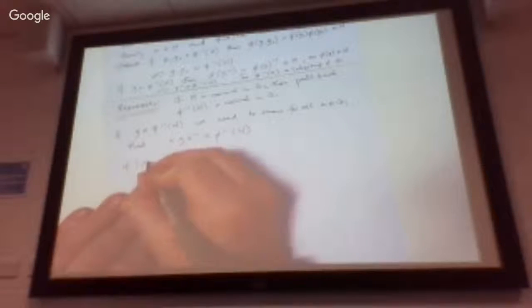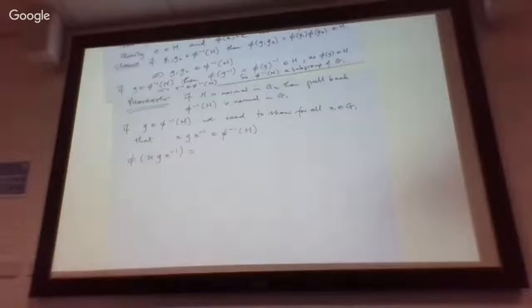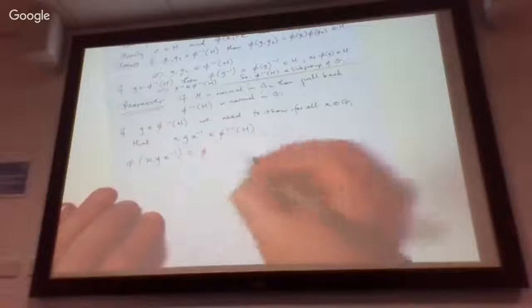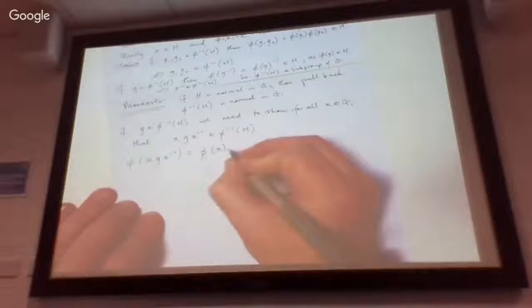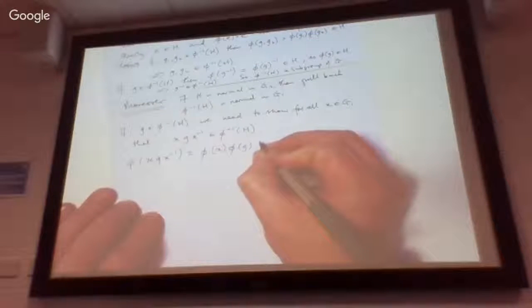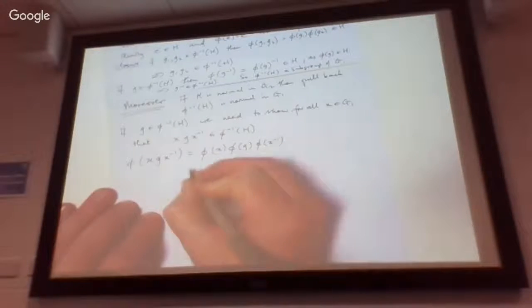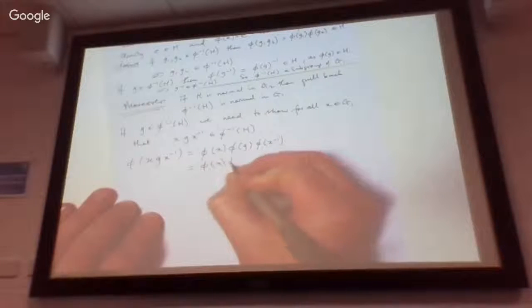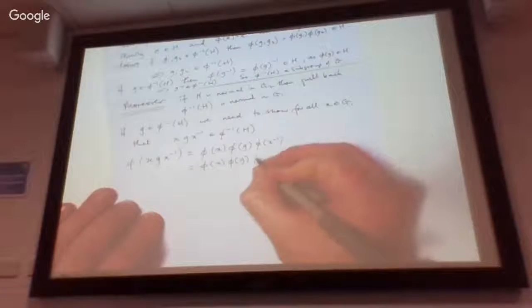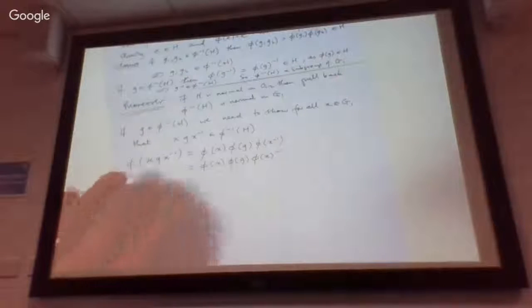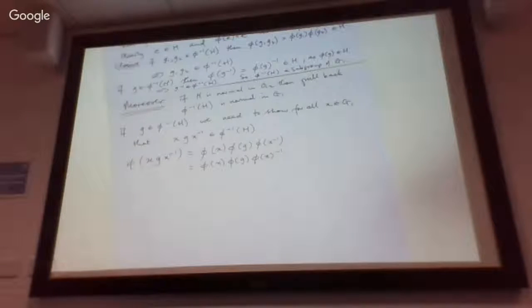Then, if we apply phi to xgx inverse, using the homomorphism property, and here we're using it on a triple product, this will break up as phi of x times phi of g times phi of x inverse. But using something we've already shown, phi of x inverse is exactly the inverse of phi of x. See how we're making use of all previous properties all the time.